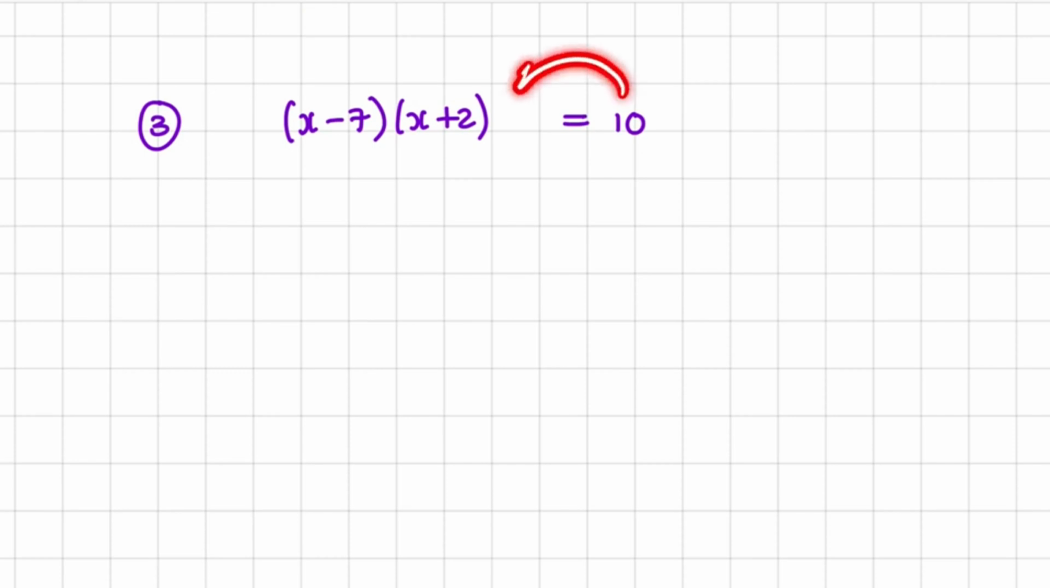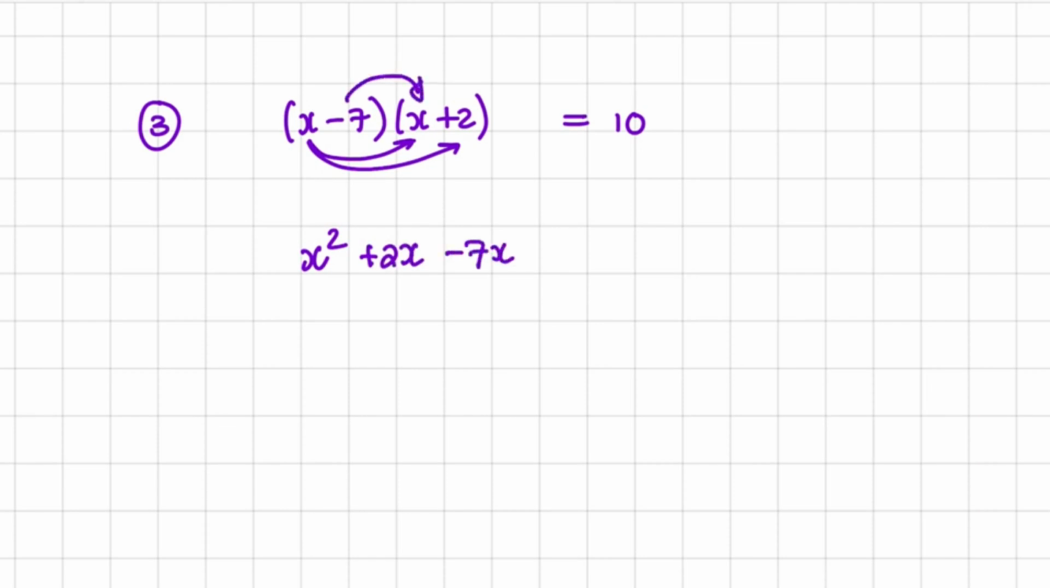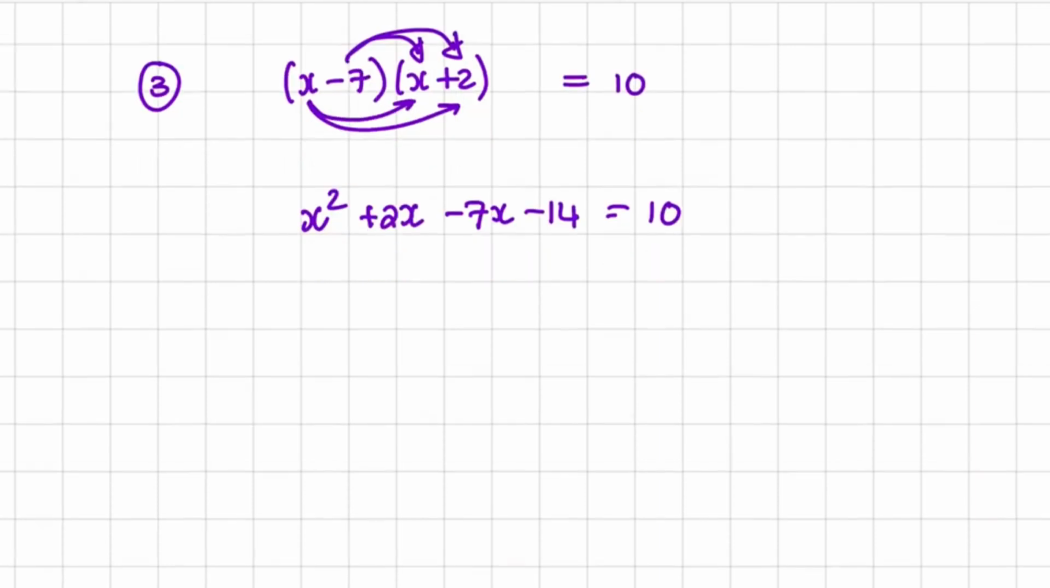So have everything on the left equal to 0 on the right. Before we can do that, we need to multiply out. And I like to use the method of foiling. So this would be x squared plus 2x, and then minus 7 times x, which is negative 7x, and then negative 7 times 2, which is negative 14, equals 10. So you would have x squared minus 5x minus 14 minus 10 equal to 0.